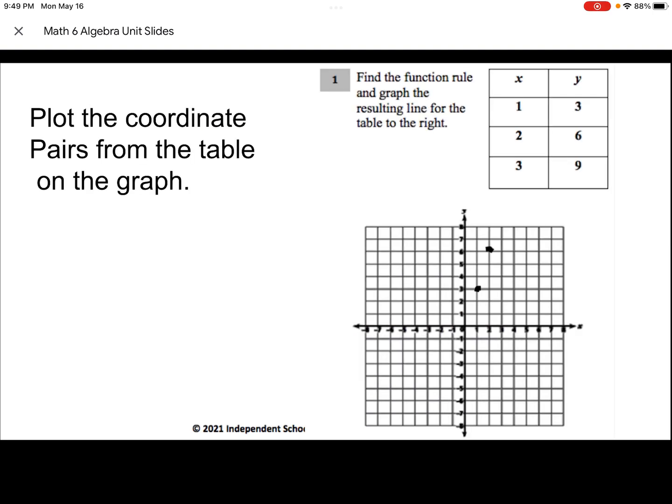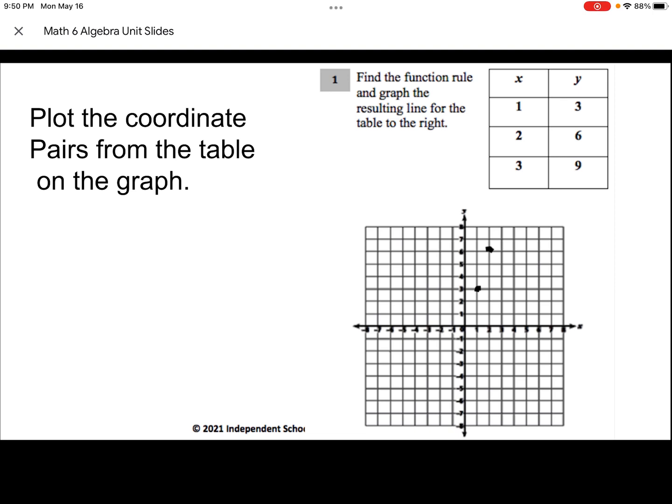So the first thing you're going to do is plot the coordinates. You only need 2 points to make a line. So I picked two pairs of the coordinates, and I plotted them. I plotted the pair 1, 3. So I went over 1 on the x and up 3 on the y. And then I plotted 2, 6. So I went over 2 on the x and up 6. And I have those 2 points.